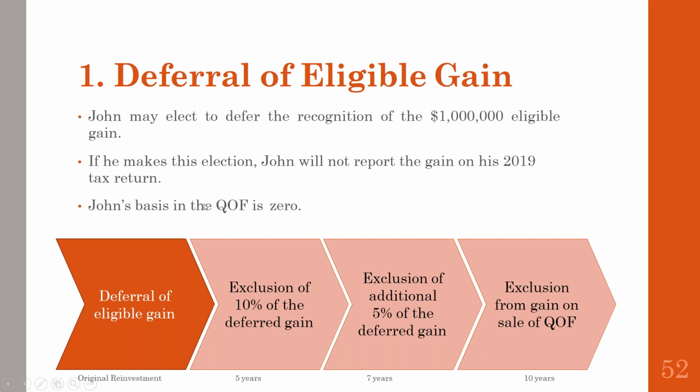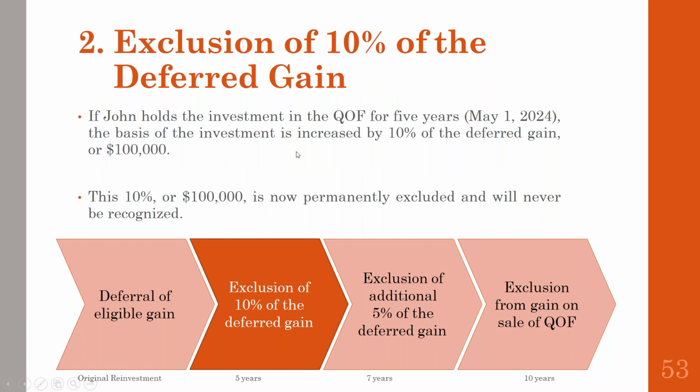Now, again, he has zero basis as of 2019 because he's elected to defer the gain, right? Now, that zero basis is continuing for 5 years. In 2024, May 1st, 2024, 5 years. Well, actually, that's a typo. I apologize, because the investment was not May 1st, it was July 15th. So it should be July 15th, 2024.